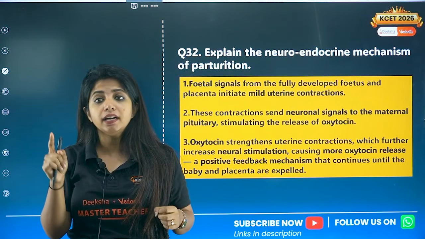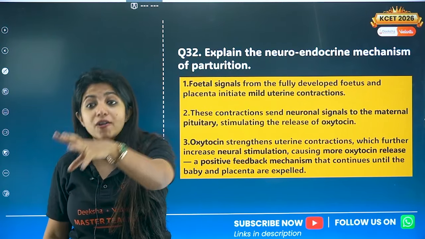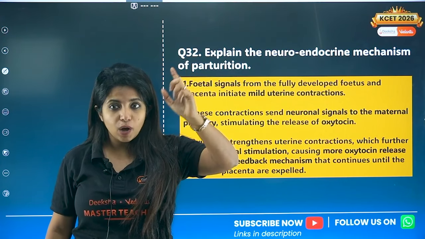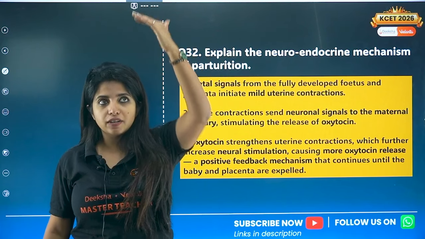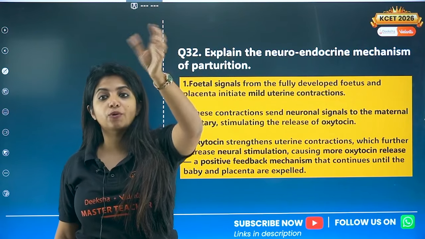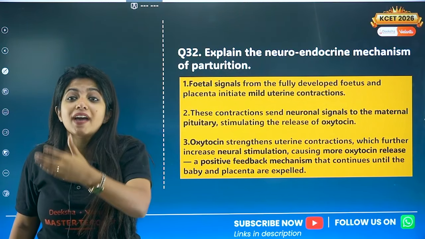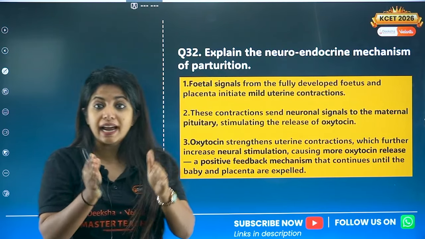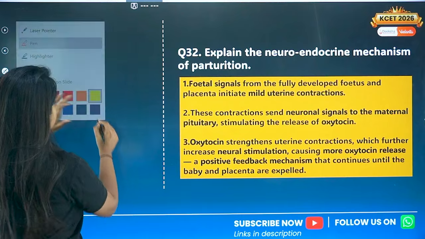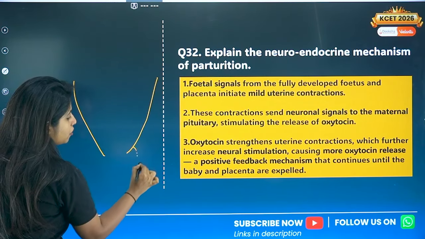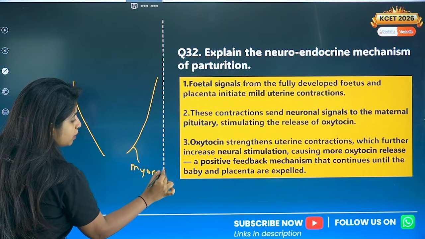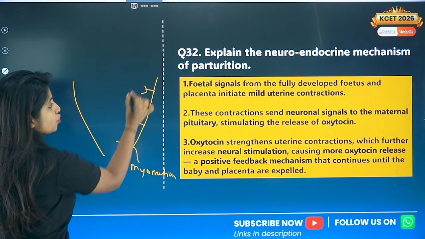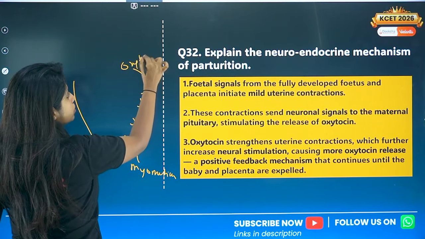Maternal pituitary gland, the posterior pituitary, releases a hormone known as oxytocin. Now we have a hormone. Until now it was neuronal. First it was hormonal, then neuronal, then again hormonal. The oxytocin will now come where? To the uterus. Because in the uterus there are so many receptors lined up for oxytocin. In the uterus there is a layer known as the myometrium, the muscular layer. It is made up of smooth muscles. This myometrium has certain receptors which you call oxytocin receptors.